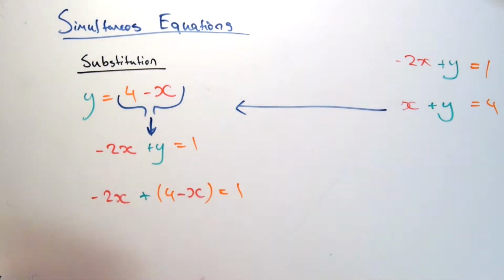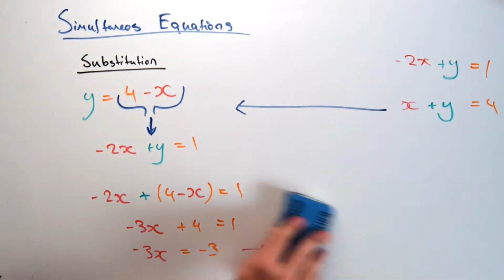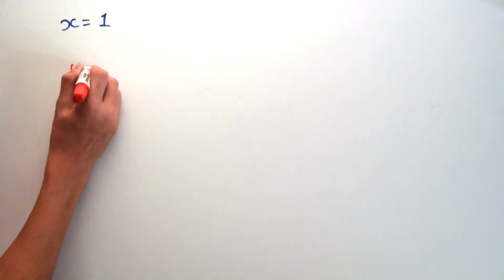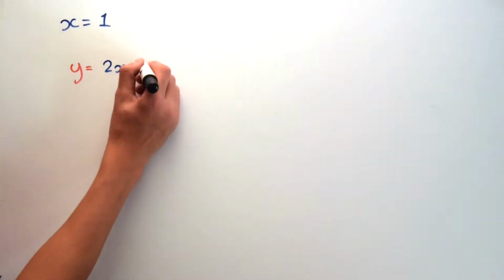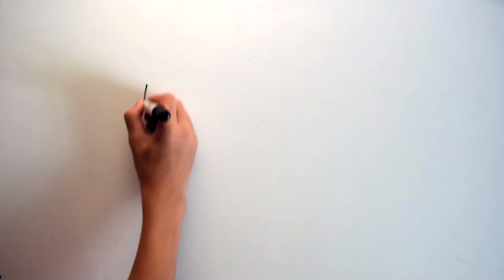Now, it's just a simple linear equation that can be solved. Once we get the value of x, we must substitute it into any equation to get the value of y. In this case, x is equal to 1. This can be substituted into the equation y is equal to 2x plus 1, where x is 1. 2 plus 1 is 3. y is equal to 3.